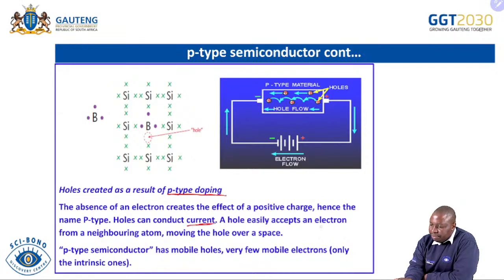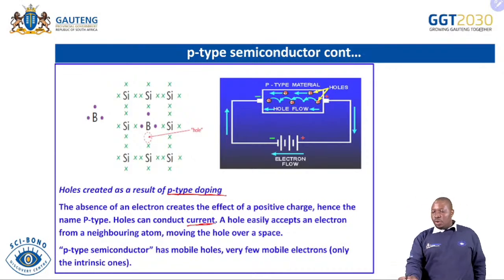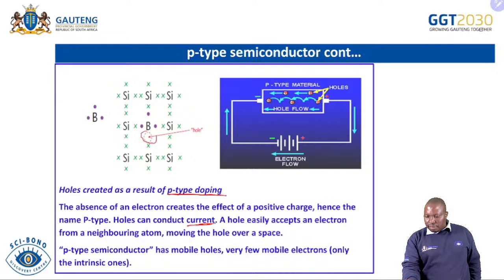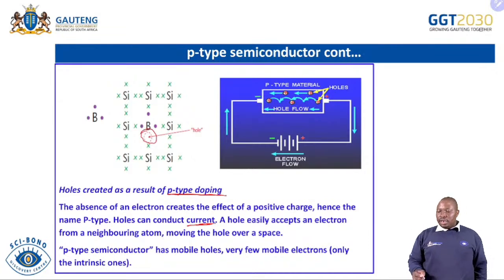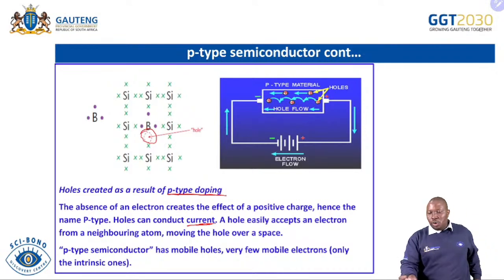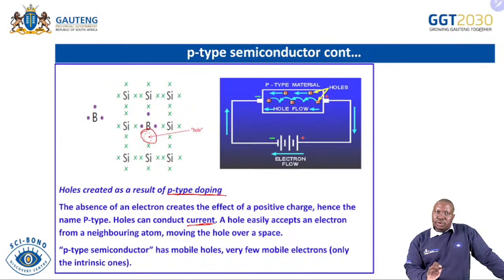A hole easily accepts an electron from a neighboring atom. Look at the beauty of science. Because now this hole has no electron, electrons will start to flow because they will move from neighboring atoms to this hole, and then they will be creating holes where the electrons are coming from. Then the electrons will start to flow. You see what is happening now is that it is the hole that is bringing about conduction. There is still a flow of electrons. Why?